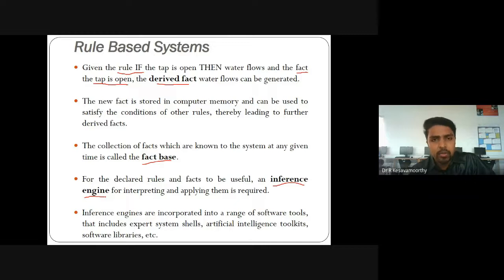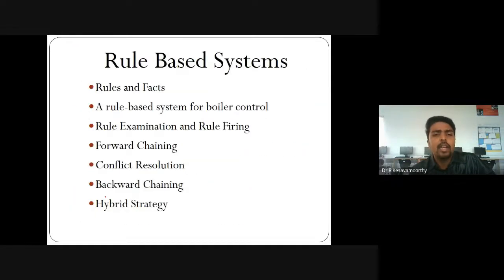And this is the introduction to the rule-based system. In the next class, we will see an example of how exactly a rule-based system for a boiler controller system can be created. Next, we will see how the rules have to be examined and how the rules have to be fired. Followed by that, there will be some conflicts, and for that we will use three different approaches: forward chaining, backward chaining, and hybrid search strategies. These are the next set of things that we will be seeing in the next consecutive sessions.